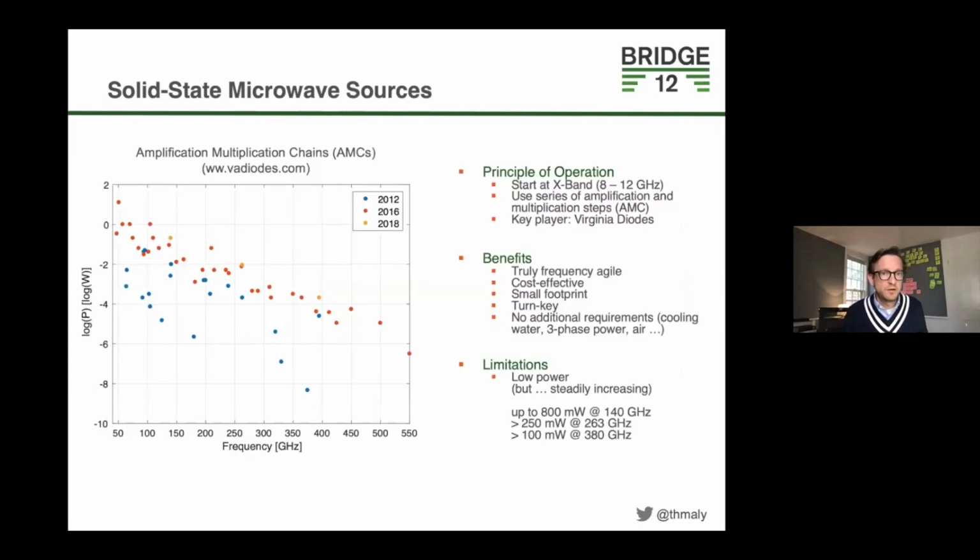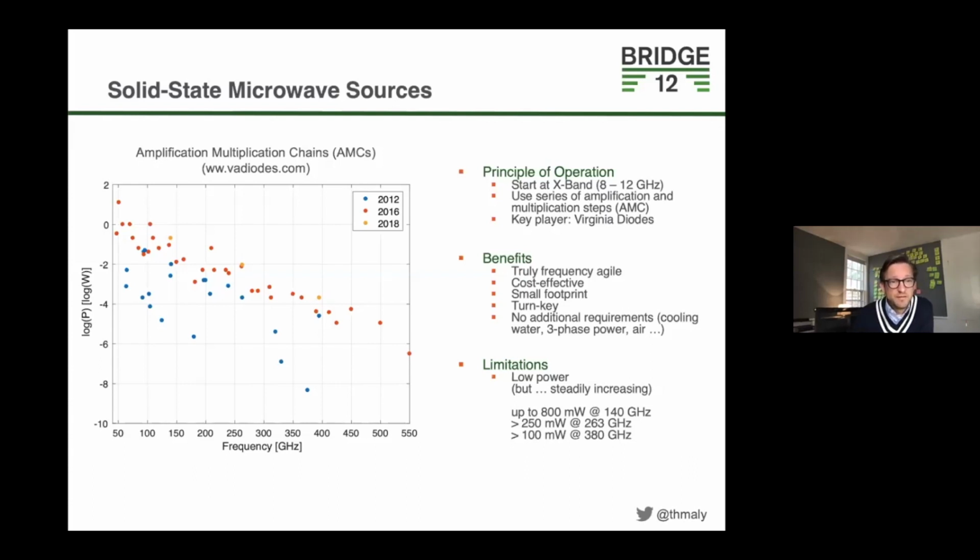If we look a little bit at the solid-state sources that are available, there's really one key player in the area, that's Virginia Diodes, and they've been pushing the field forward in terms of frequency and power for many years already.